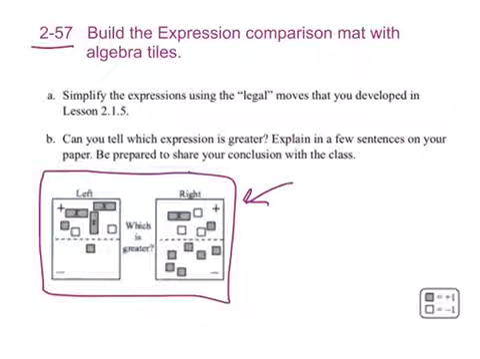So part A says simplify the expressions using legal moves. We've talked a lot about what are we allowed to move and how do we move things. So when we're coming down here to our mat, let me grab my pointer tool here. Okay, so when we come down here to our mat, anytime we have something that's shaded, that's considered a positive. And anytime I have something that's unshaded, that's considered a negative tile.